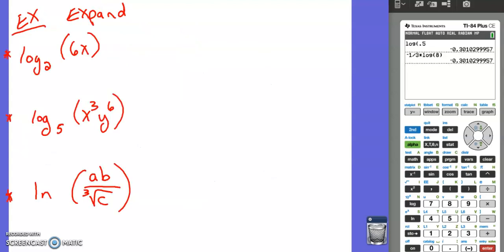All right, so let's go backwards now. Let's actually expand this. So here I have log of 6 times x. That means literally log of 6 plus log of x. And I do want to emphasize that the base is 2, so both of these are base 2. And that's all that I'm looking for. You know how to use the laws of logarithms, so I would expand that.